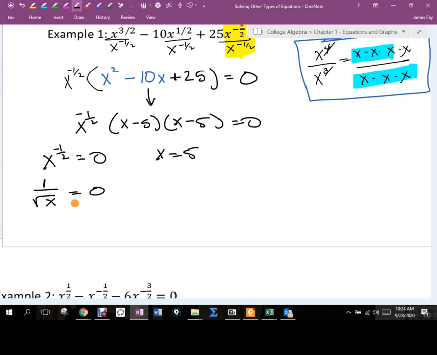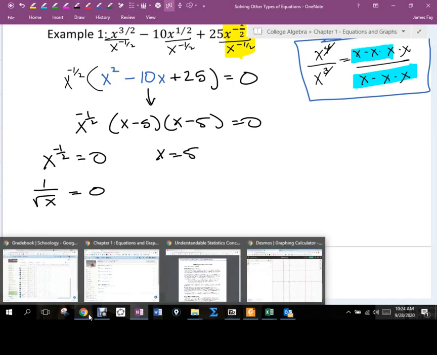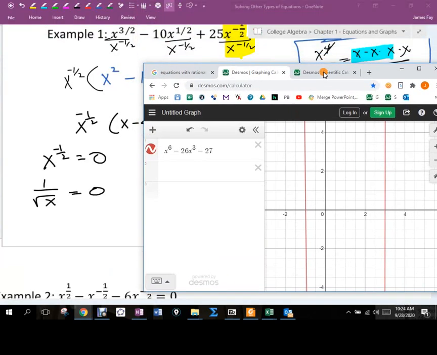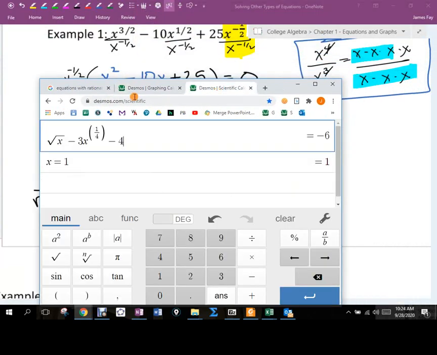It shows up 2 times. When I look at the graph, what does it mean when I have one value that is showing up as 2 solutions? It's going to be tangent. Okay, so let's take a quick peek at this graph. Do it in here first.